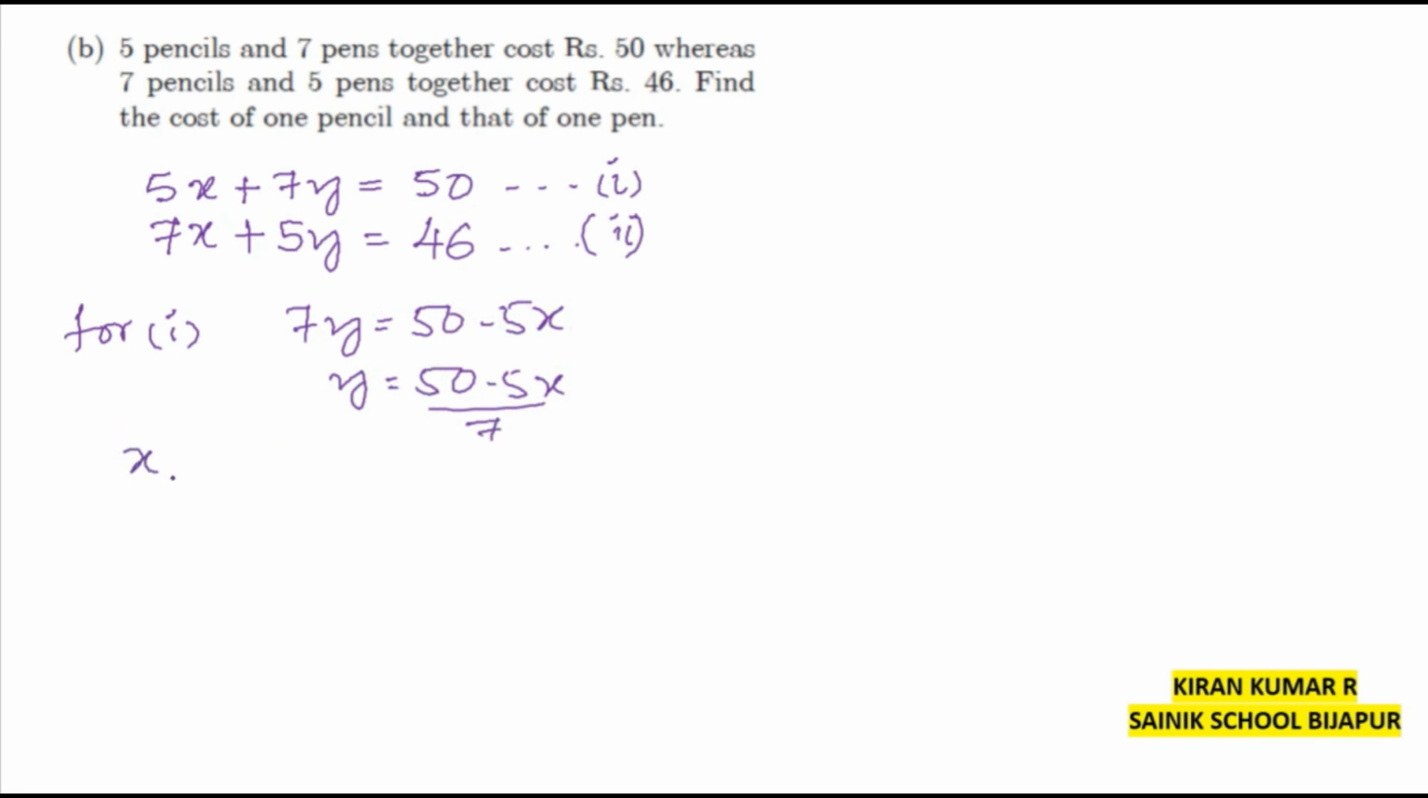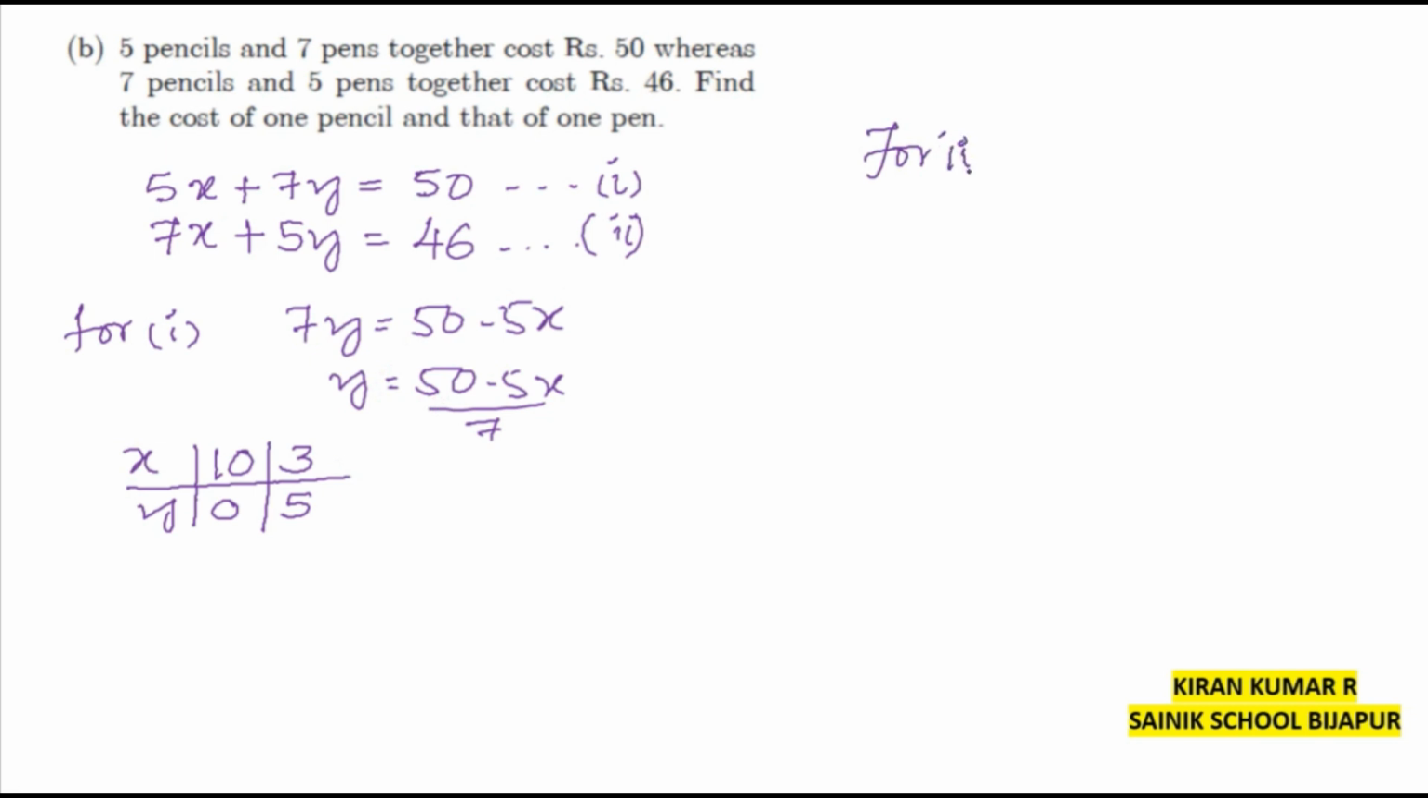Now I have to take some value of x such that the value of y we get is an integer. It becomes easy for plotting graph. If I take the value of x as 10, the numerator 50 minus 50 becomes 0. Therefore, value of y will be 0. Let me take up one more value of x. If I take the value of x as say 3, 5 3s are 15. When subtracted from 50, it becomes 35. Divided by 7, it becomes 5. This is for equation 1.